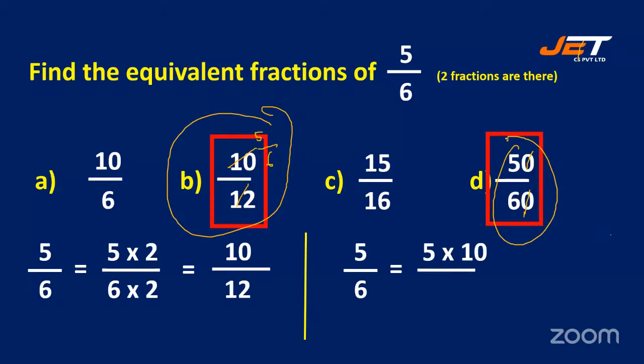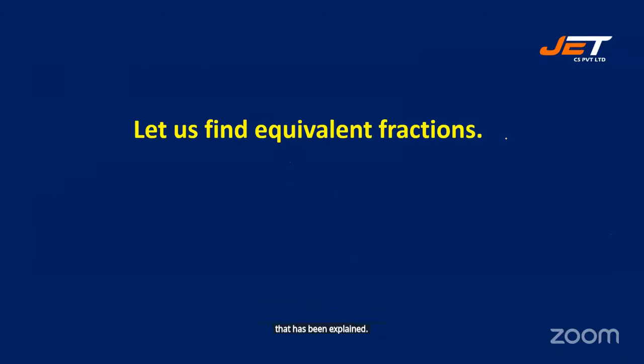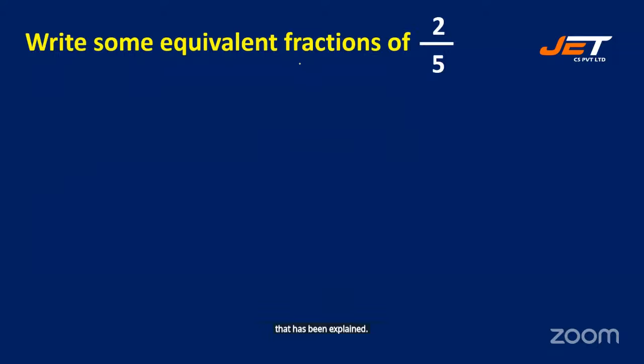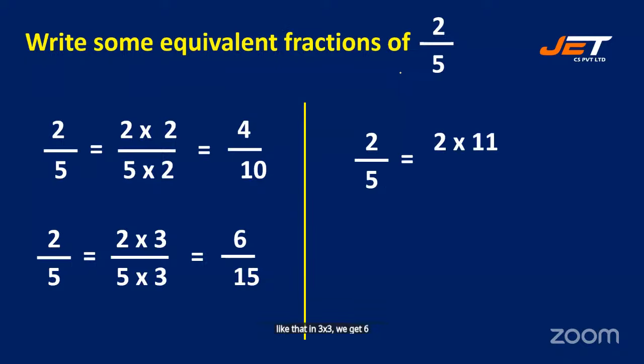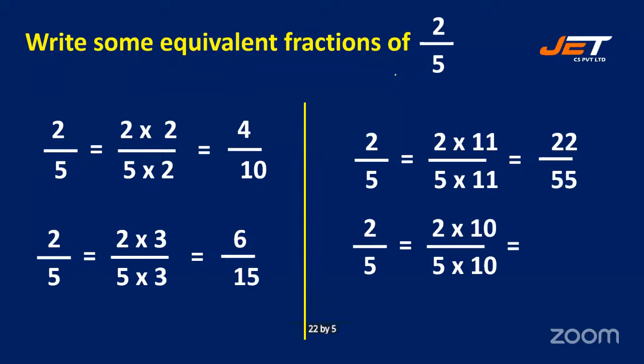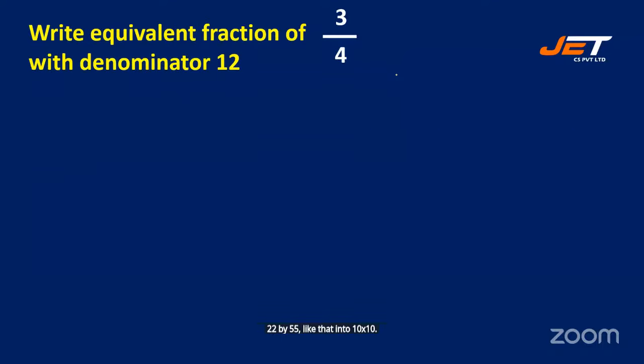The answer is being explained. Now let us find equivalent fractions. Write some equivalent fractions of 2 by 5. So 2 into 2 by 5 into 2, right? So we get 4 by 10. Like that, into 3 by 3, we get 6 by 15. Like that, into 11 by 11, 22 by 55. Like that, into 10 by 10, we get 20 by 50.